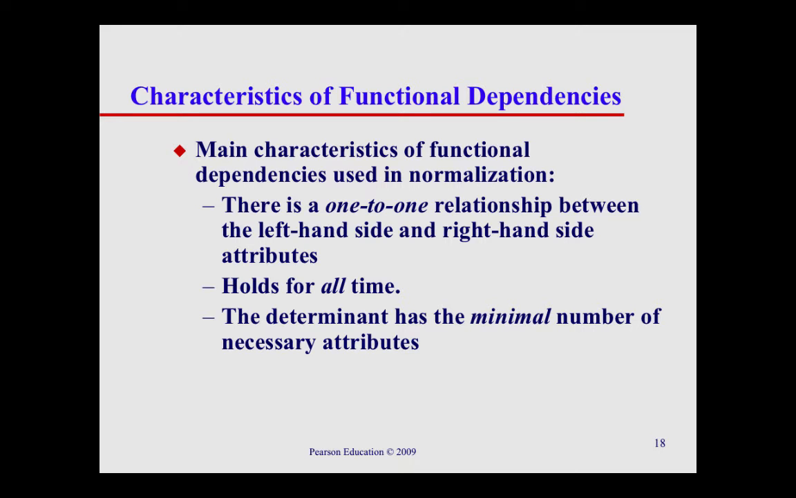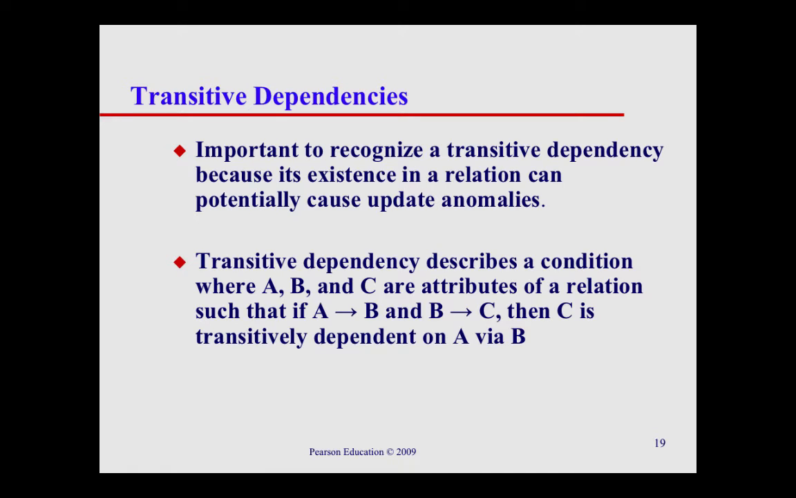Okay, so there's a review of the important characteristics of functional dependencies. A one-to-one relationship between the left-hand side and the right-hand side holds for all time, and the determinant is the minimum number of necessary attributes. Then we also have what's called a transitive dependency. So we say if A determines B and B determines C, then C transitively depends on A. So A determines C in this case.